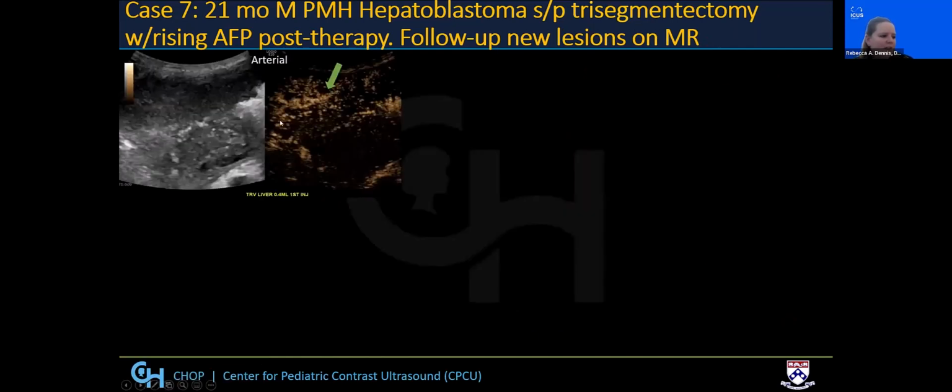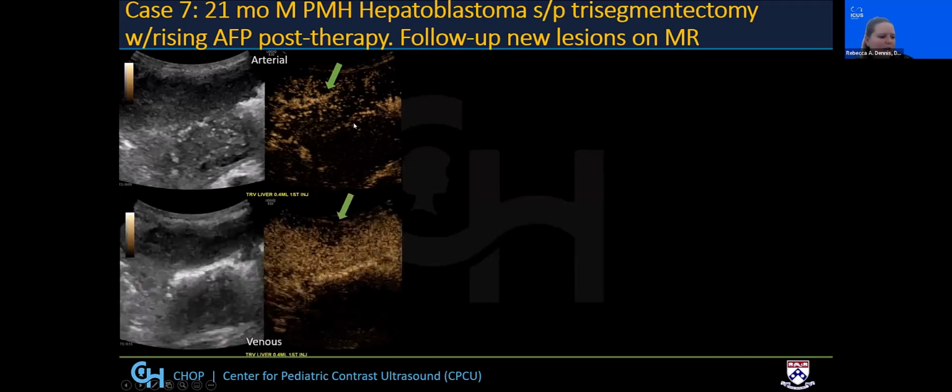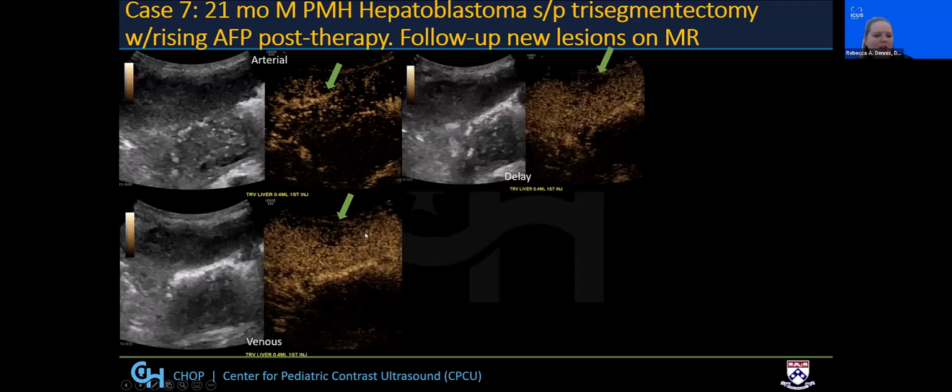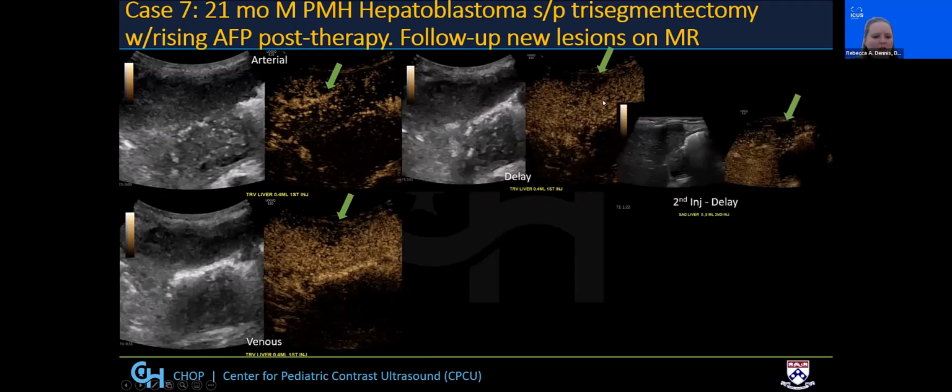From arterial phase, you can see that there's this subtle, very early peripheral enhancement right at like 9 seconds. And it's hyperenhancing compared to the parenchyma. But then on venous phase, you can already see that there's very early washout. And on delay, there's even more so of a washout.